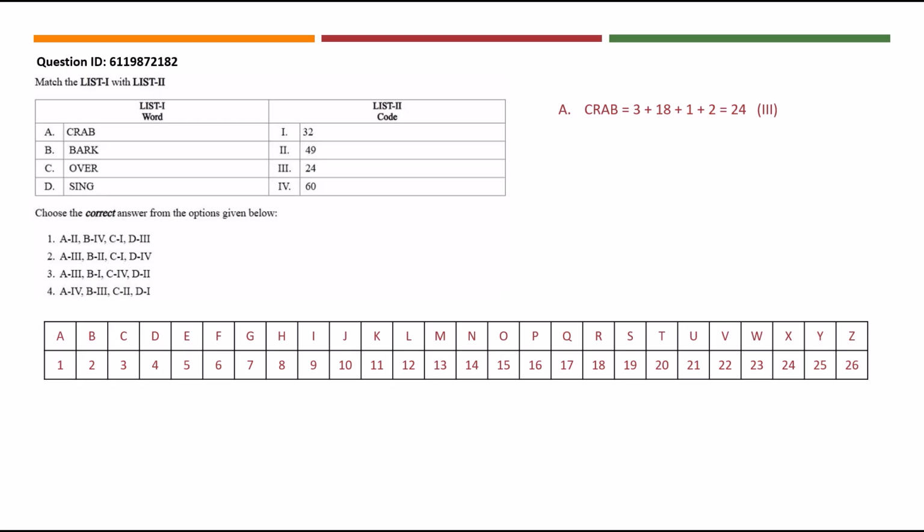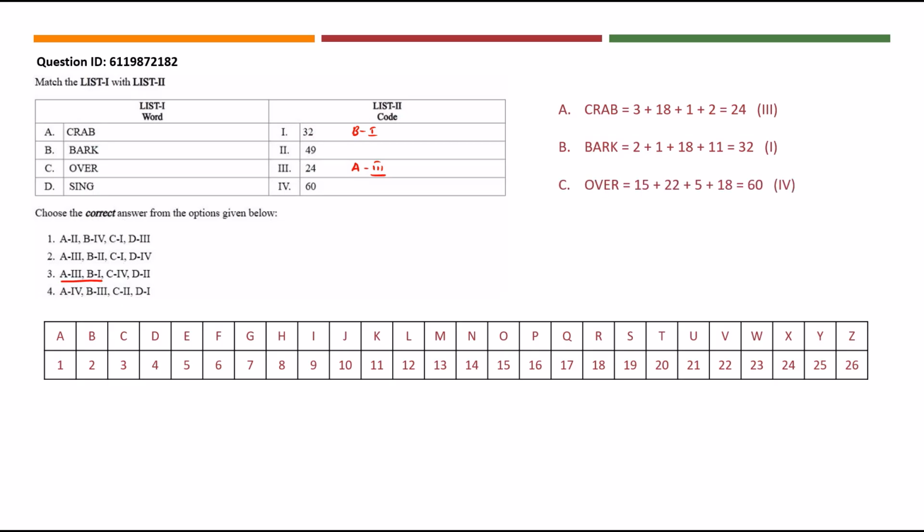A will be mapping to 3. The next word is bark. B is 2, A is 1, R is 18 and K is 11. 18 plus 11 is 29, 29 plus 1 is 30, 30 plus 2 is 32. So B will be mapping to 1. A3, B1 is available only in one option.